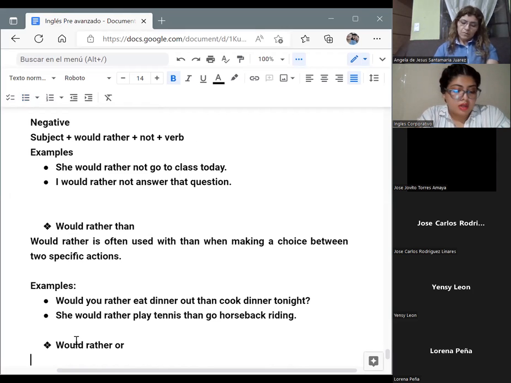This one said, would rather can also be used to ask for a choice between two things with the conjunction or. So in this case, we are asking for choices between two different things. So the first one is when you are making a decision, and the second one is when you are asking.